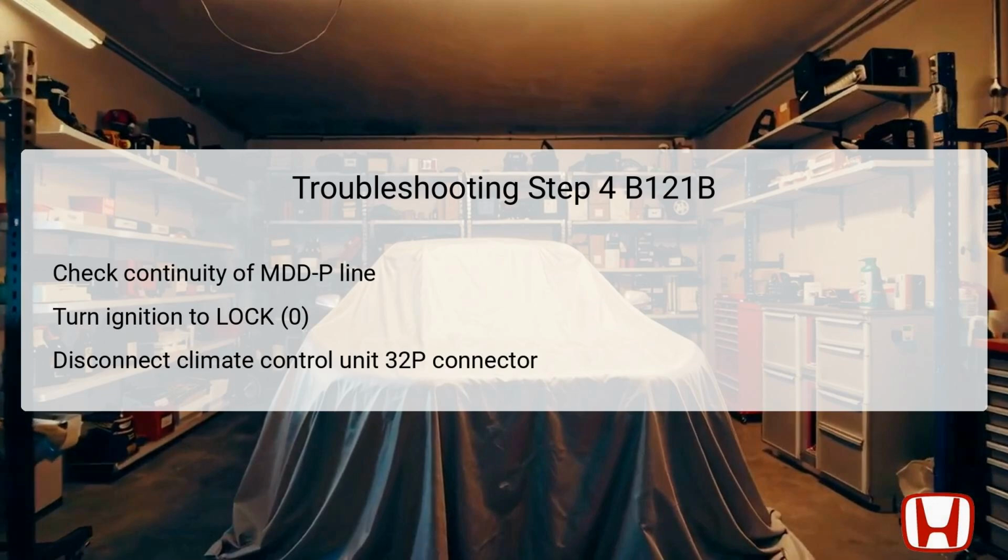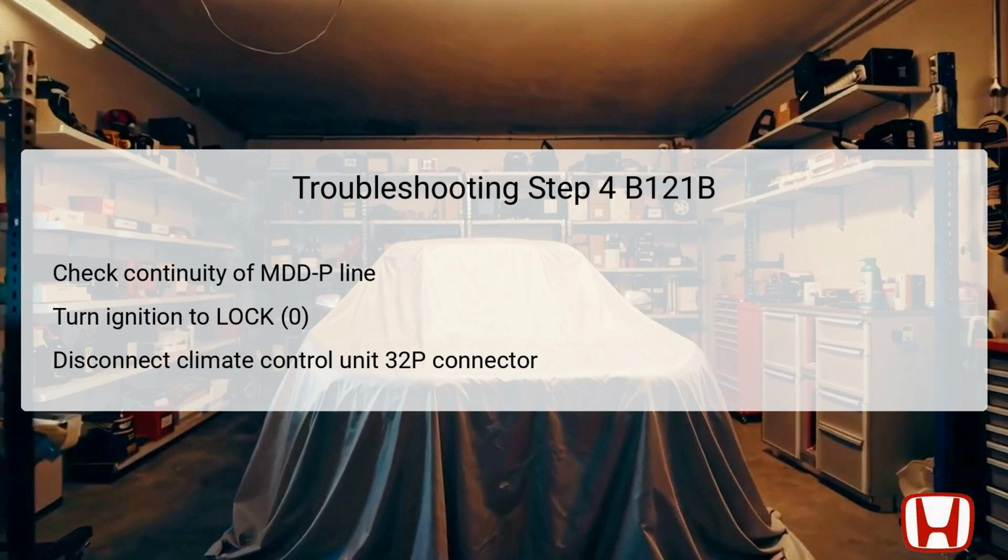In step 4, attention shifts to checking the continuity of the MDDP wiring line. Ensure the ignition switch is set to lock and disconnect the climate control unit 32P connector. This step isolates the climate control unit from the circuit for accurate continuity testing.